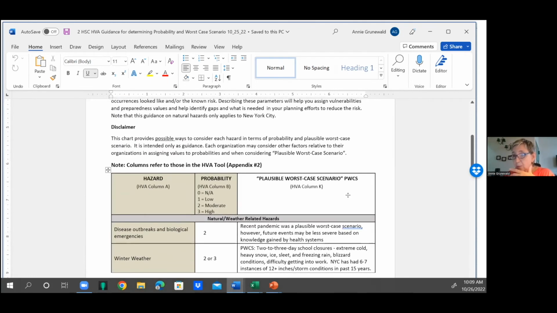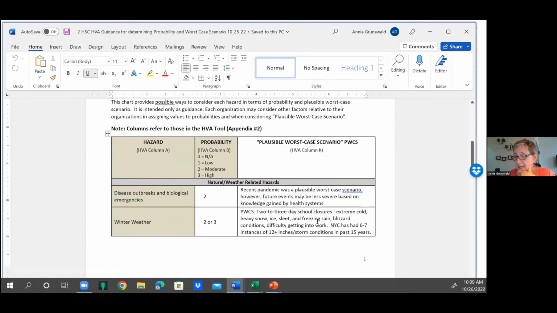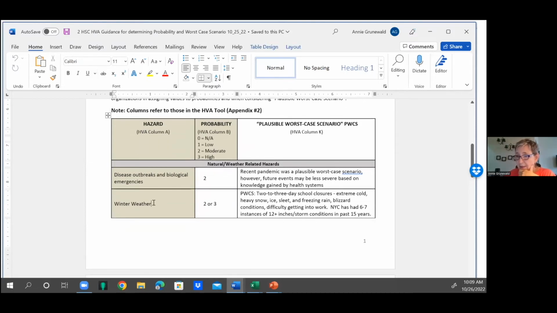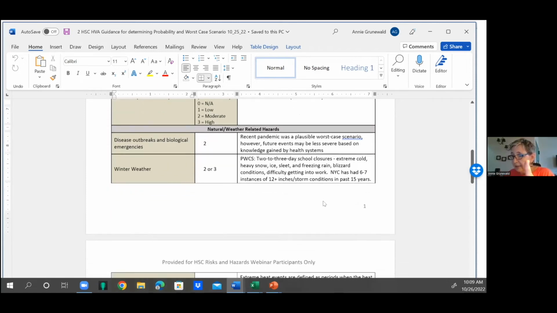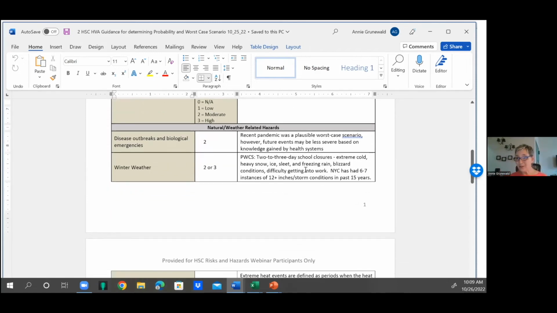You'll see the same thing in the plausible worst case scenario. So it's winter weather. Well, what does winter weather mean? Looking at the history, we get a lot of snow. There have been blizzards, there have been sleet and hail. Is school closed for 2 or 3 days every winter? No, but that has happened. So we consider that the plausible worst case scenario. That's how you would center your planning efforts and judge whether you're prepared or not for that particular hazard.